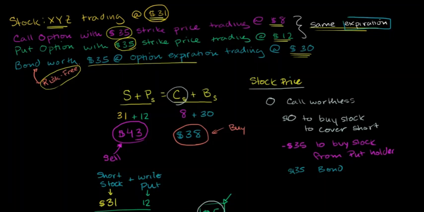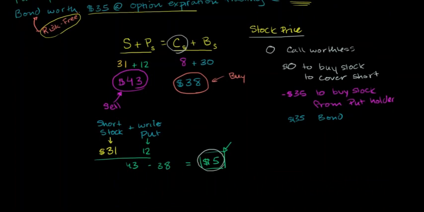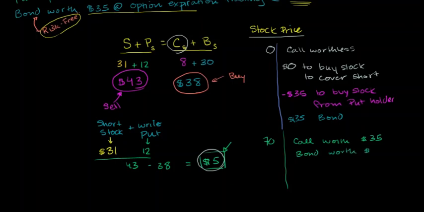What about the situation where the stock price goes to something crazy? Let's say the stock price goes up to 70. Let me draw a little column over here. So now let's think about the scenario where the stock price goes to 70. Now all of a sudden, the call option we have, remember, it's an option to buy the stock at $35, is worth $35. We have a bond that's going to be worth $35. The put option is worthless, so the person who we wrote the put for won't exercise it. So the put is worthless.